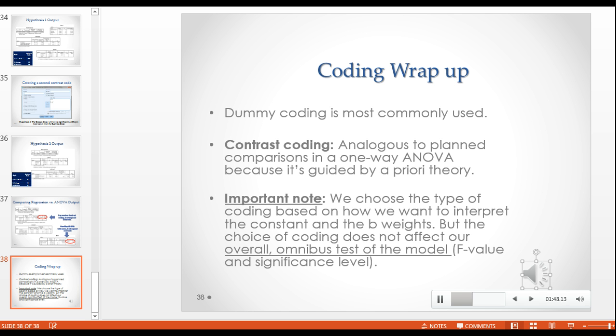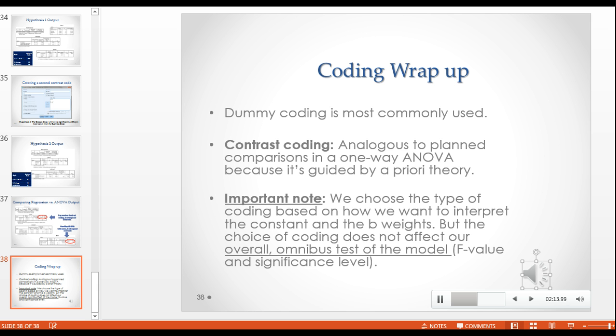Contrast coding is analogous to planned comparisons in one-way ANOVA. So contrast coding is always guided by some a priori theory of which groups you believe will differ from one another. Contrast coding saves on numerator degrees of freedom. That's very helpful. So in the notes at the bottom of this slide, I give you a couple of cases where you would want to be tipped off that contrast coding would be the way to go over dummy coding.